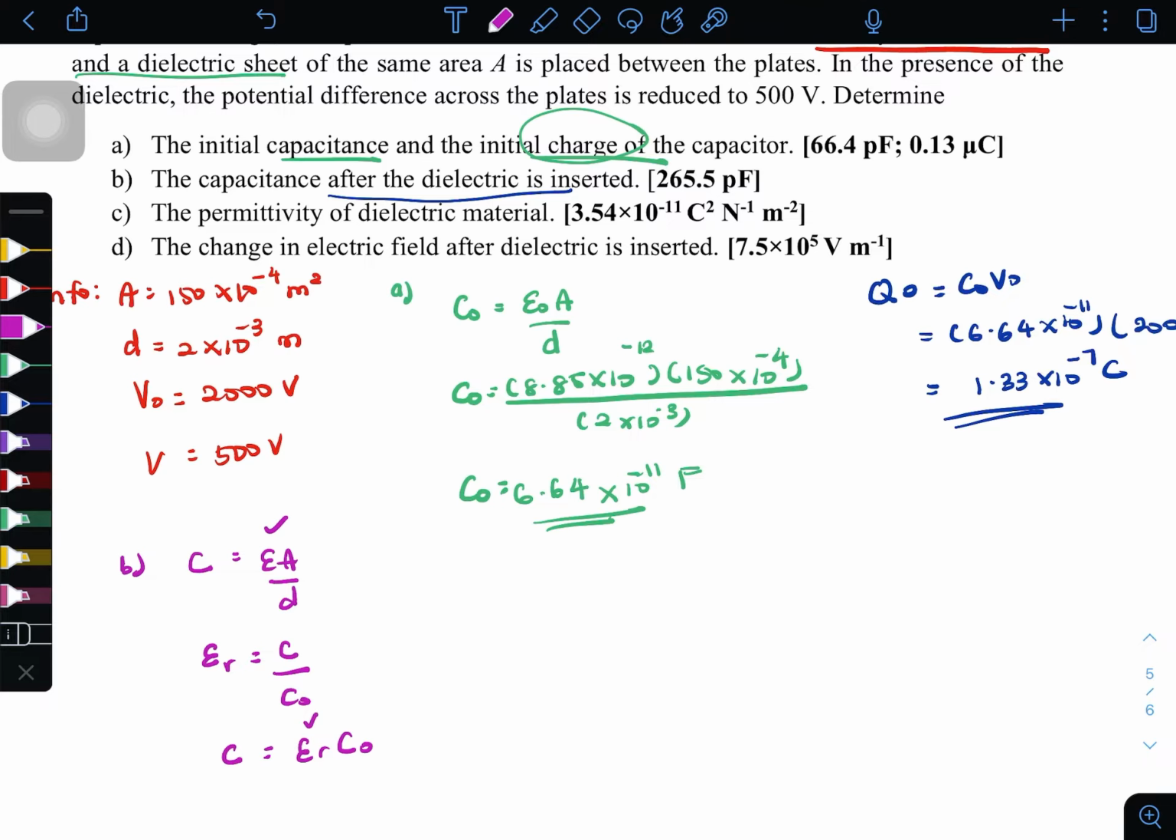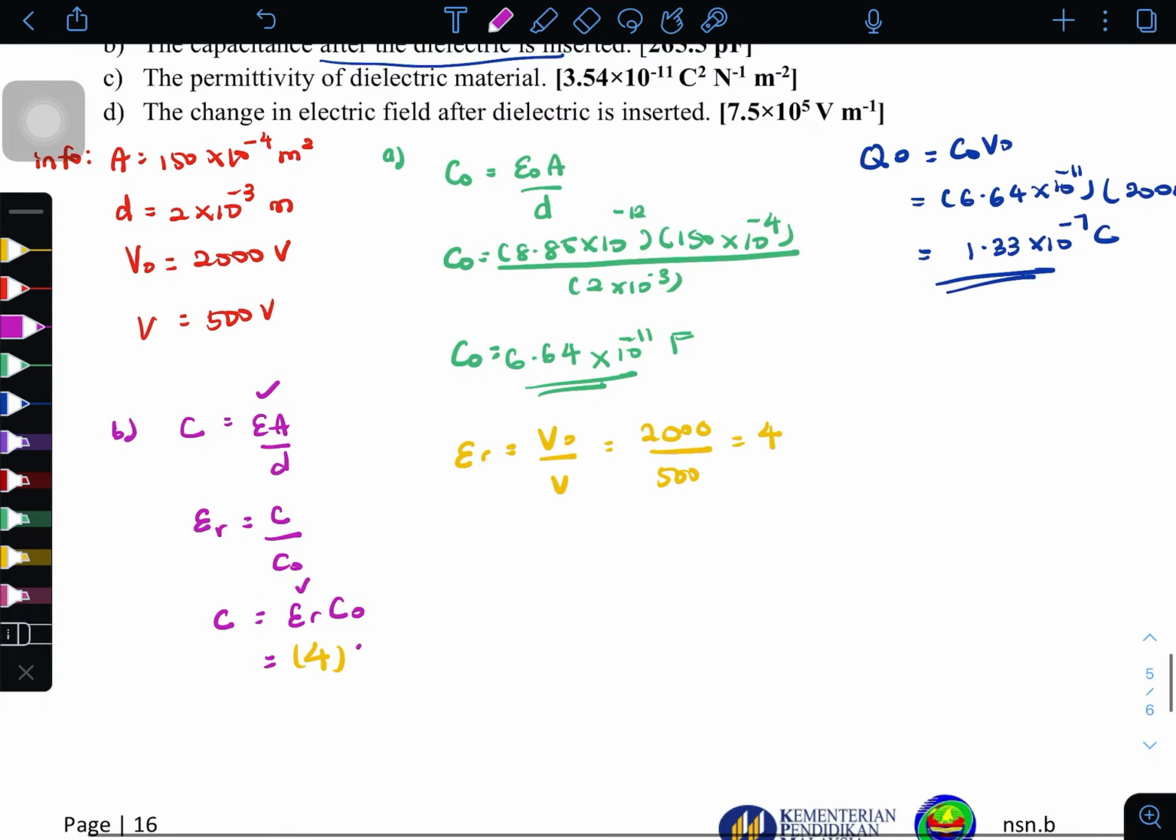It's not given. Okay, but we can find epsilon R by using formula ER is equals to V0 over V. Okay, so 2000 divided by 500, kita akan dapat 4. So kita substitutekan dalam ni, equals to epsilon R is 4 and C0 kita dah kira tadi ialah 6.64 exponent negatif 11. Okay, so kita darabkan sahaja, kita akan dapat jawapan kita ialah 2.65 exponent negatif 10 farad.